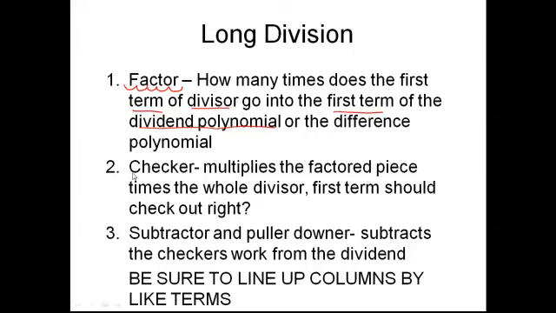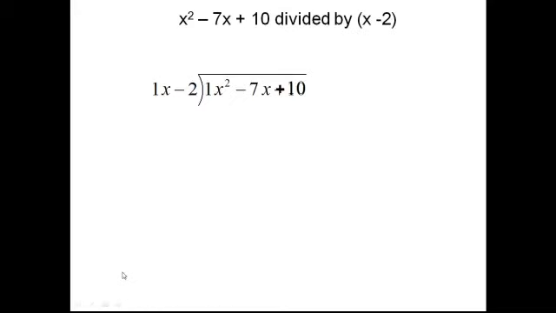The checker is going to be where you multiply whatever that factor found by that whole divisor, and you do have to do the whole divisor. So the first term should check out right. We're once again going to do this. I think the example is going to be most telling. And then we have a subtractor and puller downer. Okay, so after you have factored, after you've checked, you're going to subtract and pull that next term down. So be sure to line up columns by like terms. That is important. So here is an example.